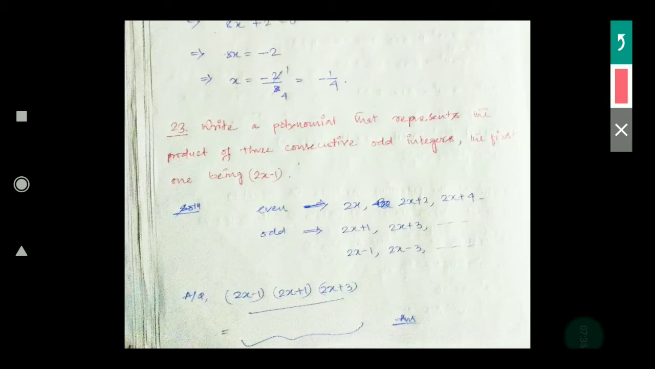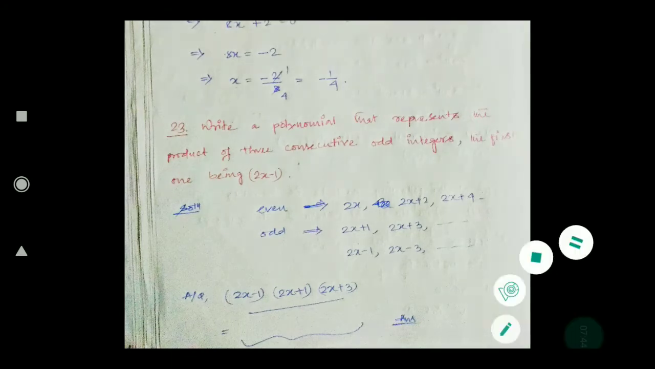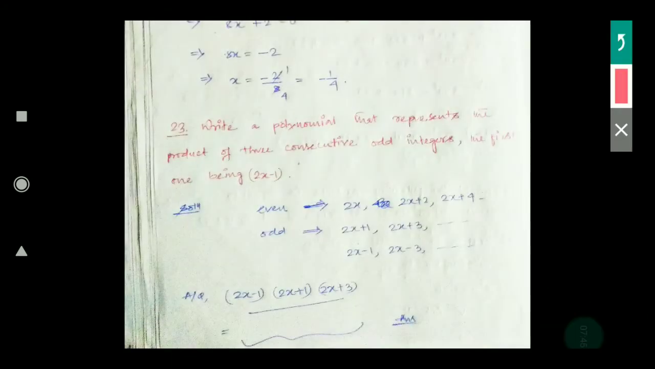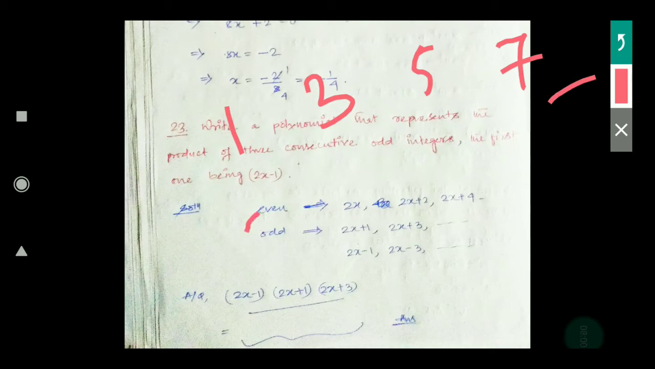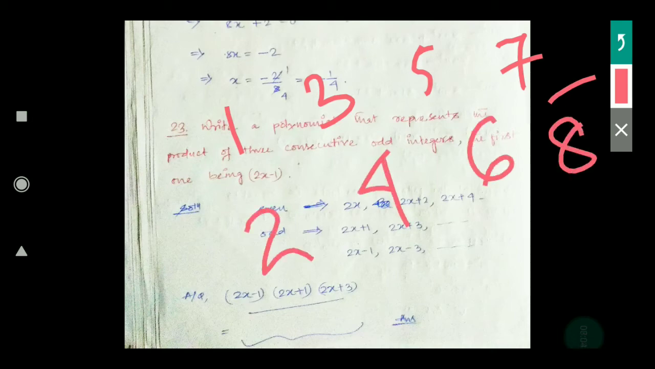So here also, polynomial, consecutive odd integers. First of all, you tell me, consecutive odd numbers means 1, then 3, the next consecutive is 5, the next to that is 7, like this consecutive odd. If consecutive even, it is 2, 4, 6, 8, like this.